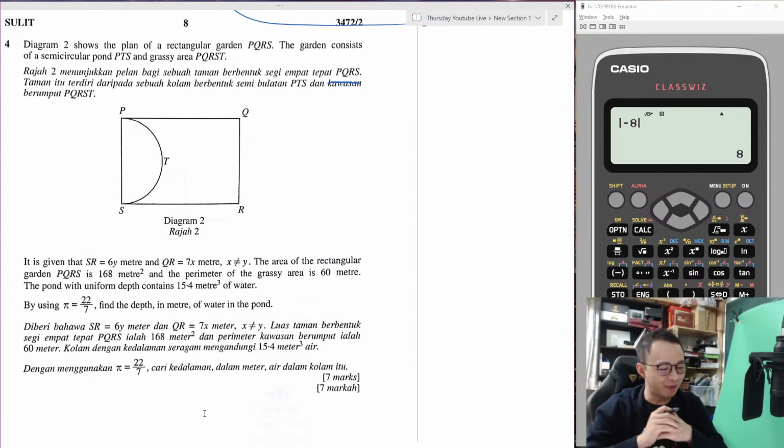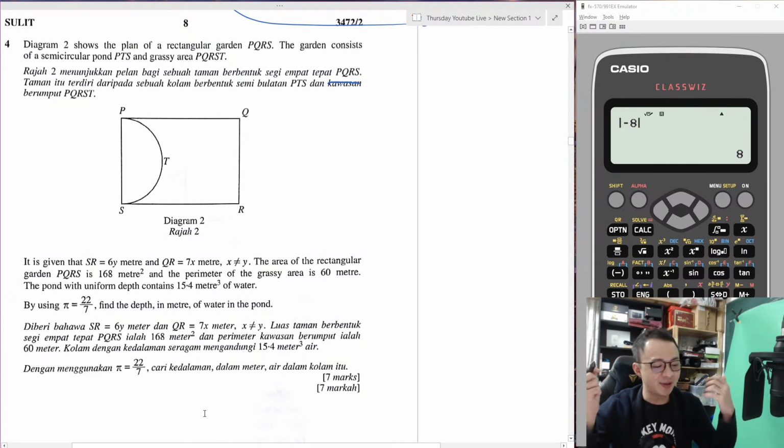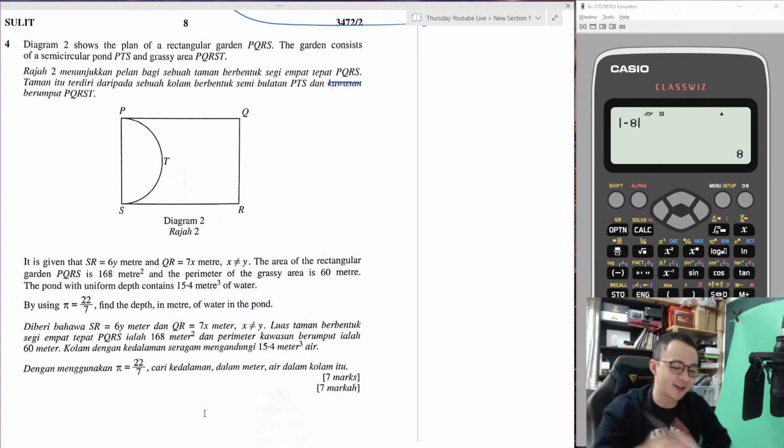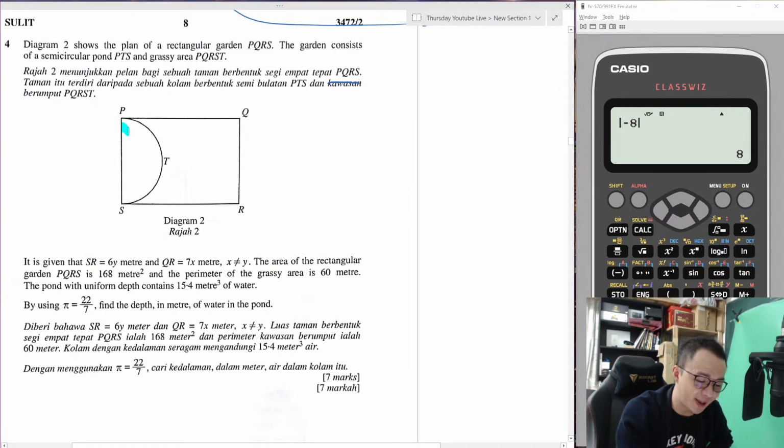Alright, let's continue with number 4 here. Diagram 2 shows a plan of a rectangular garden, PQRS. So this is the rectangular garden, the whole PQRS. The garden consists of a semicircle pond, PTS. So this pond over here, I believe is for swimming or for fish, or I don't know. So this one is a pond here. I use the blue color to stand for water. Yeah, I love coloring the diagram sometimes.